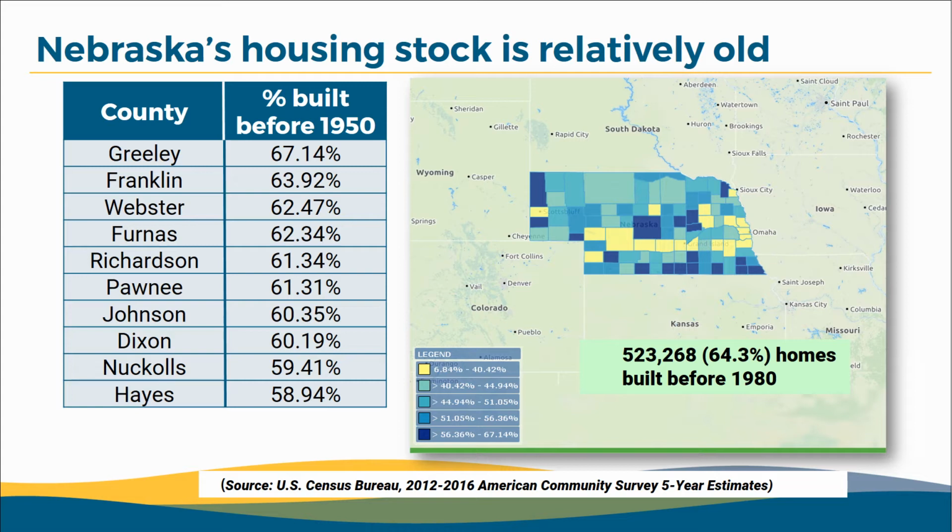And, as the legend in the map shows, even the areas colored yellow can have as much as 40% of their housing stock built before 1980. This means that every county in Nebraska needs to address lead-based paint in housing.